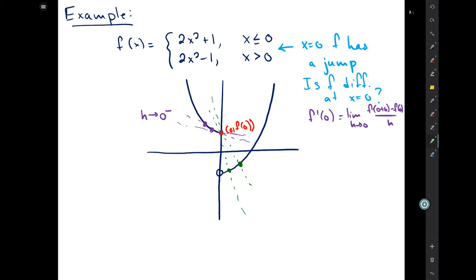And the green points and the green lines are what we get when we look at the limit as h goes to 0 from the right. And I will show you a better visualization of this using a computer-generated image, but hopefully if you look at this and you think, okay, what happens if I drag the purple points in? I'm going to get one line. And if I drag the green points in, I'm going to get a very different line.